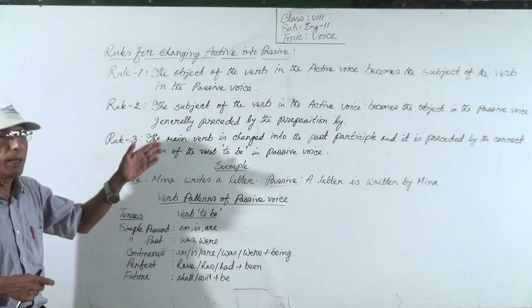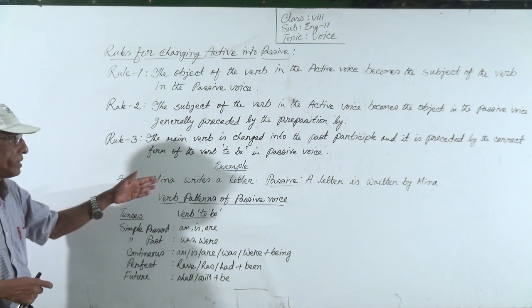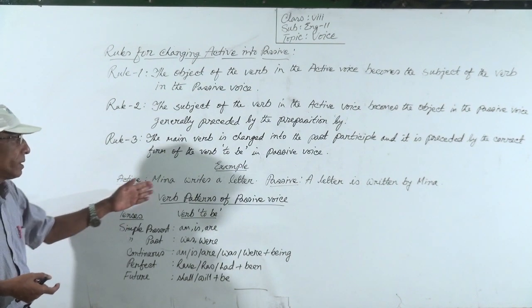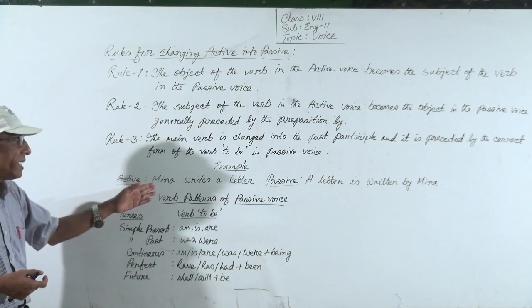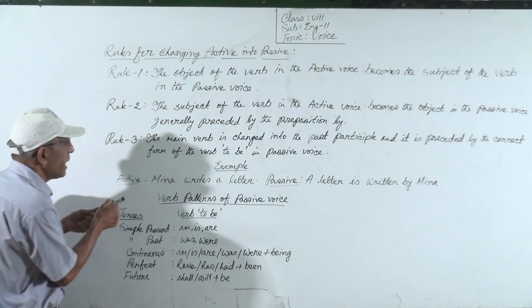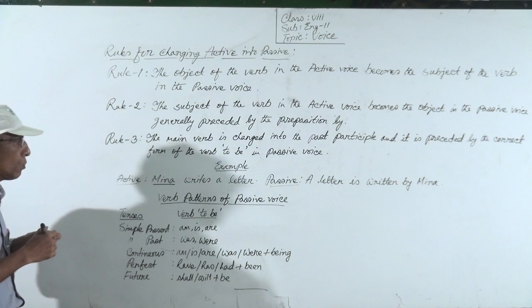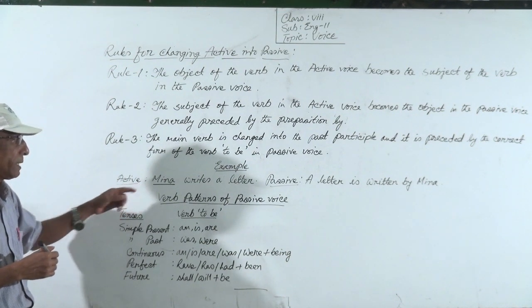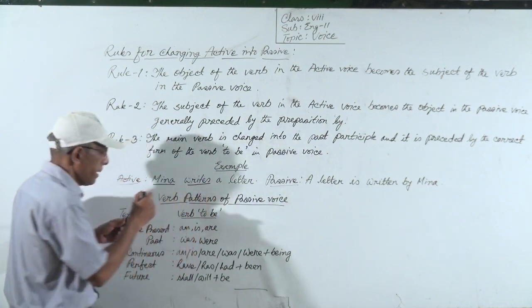Okay. Now I have given an example. You follow, then it will be clear to you. In active voice, we have: Mina writes a letter. You see, Mina is the subject. Mina is the subject and writes is the verb.